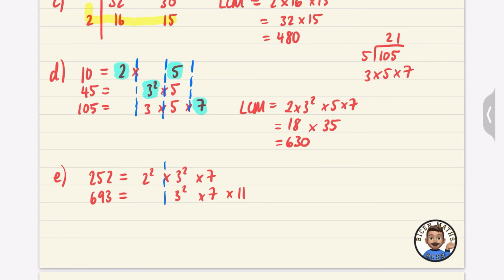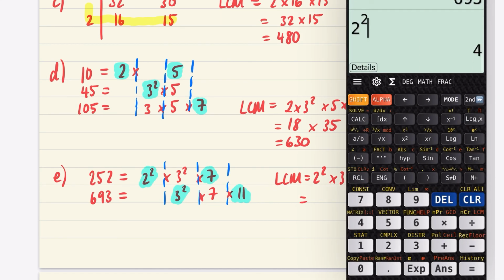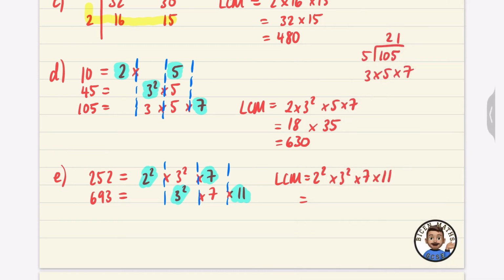Looking at each different section that we've got, we're going to pick the highest power. So the highest power is a 2 squared, a 3 squared, a 7, and an 11. So the lowest common multiple is 2 squared times 3 squared times 7 times 11. 2 squared times 3 squared times 7 times 11 is 2,772. Which maybe isn't quite as big as we would have expected.